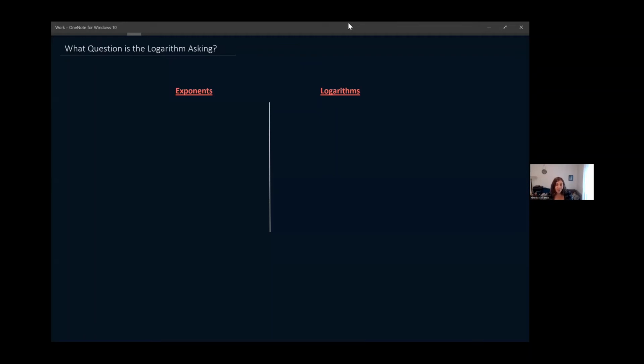What question is a logarithm asking? Whenever you see a logarithm, you can interpret it as asking a particular question. So if I see something like log base 2 of 8 equals, and I want to know the answer, it helps to know what question that is really asking you. In order to know what a logarithm is talking about, you need to go back to exponents.